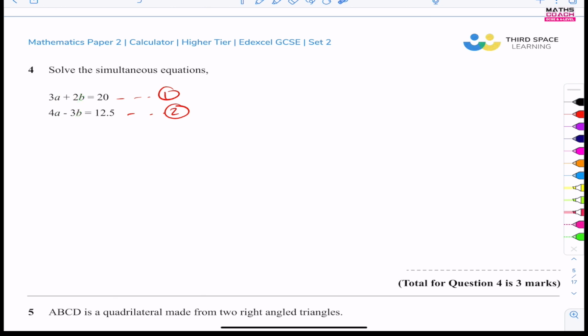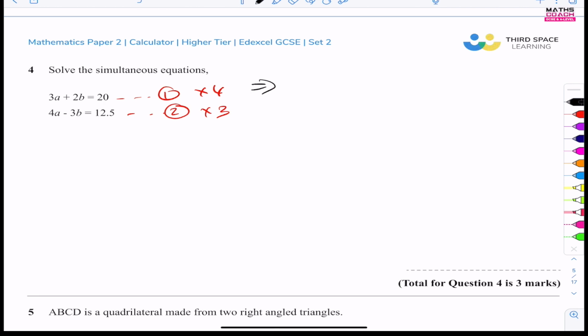Okay, let's get rid of the A's. So we're going to multiply all of this by the coefficient of this one, which is 4. So we're going to multiply that by 4, and we're going to multiply all of that with the coefficient of this one, which is 3. So we're going to multiply that by 3. So what does that give us?